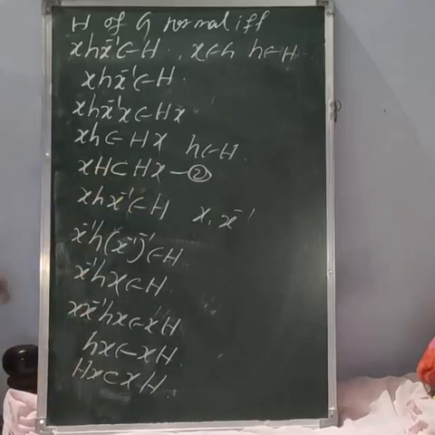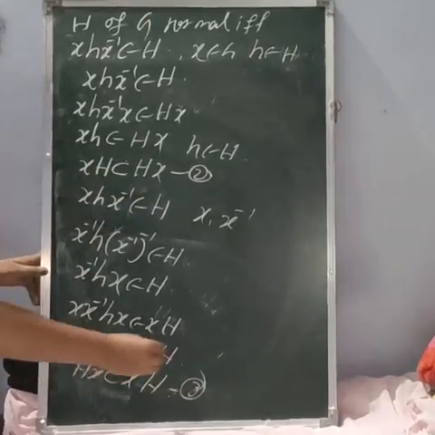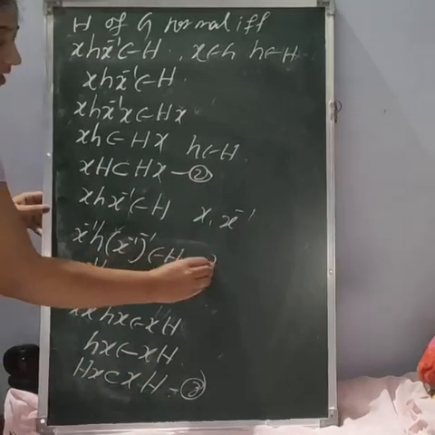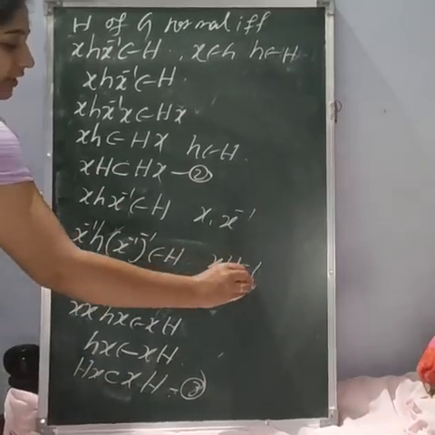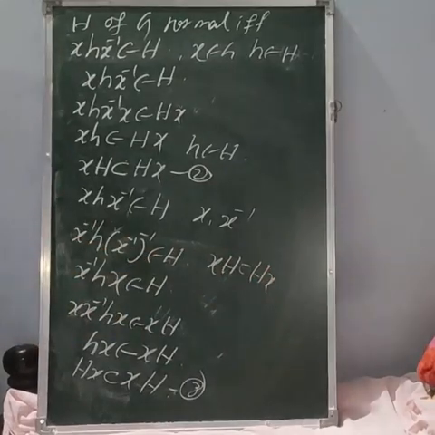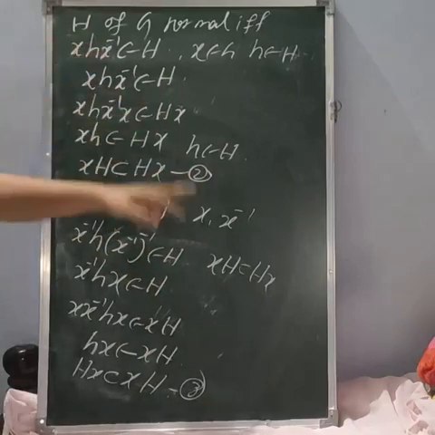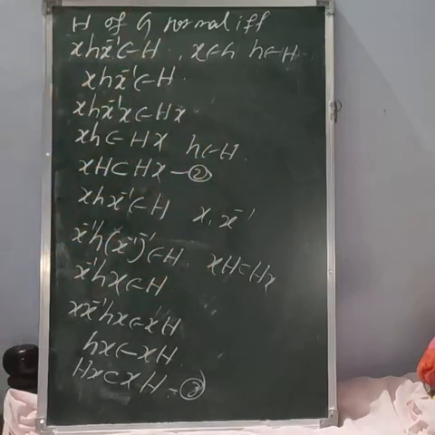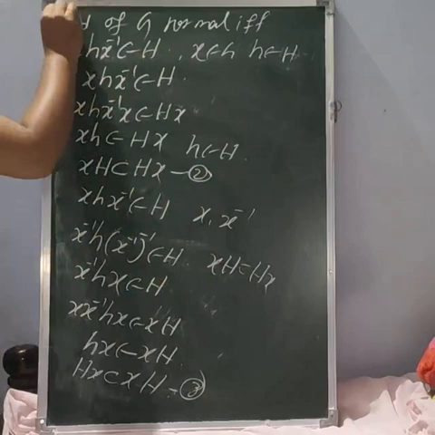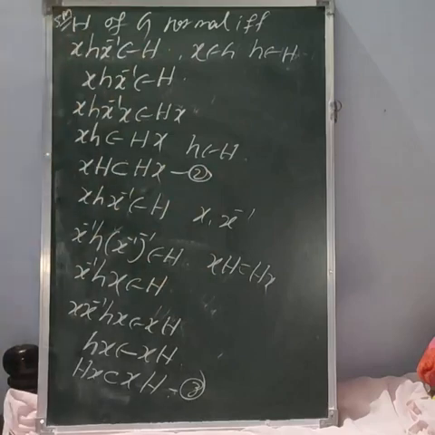That implies from equation 2 and 3, xH is equal to Hx. Okay, and this is the condition for a normal subgroup. That implies H is a normal subgroup, and this is a very important theorem for 5 marks. They ask this theorem for 5 marks. Okay, so please go through this condition. Now we will see our remaining theorems in the next class.